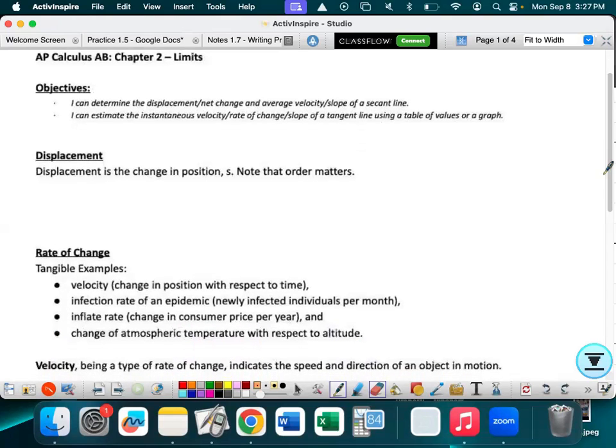So first thing I want to talk about is displacement. In calculus, we often use either an S or an X to represent position. So displacement is the change in your position, and the order of that matters. When I'm talking about the change in position, it's always going to be my ending position minus my starting position. Or if we're just talking about two different time intervals, it would be the position at time 2 minus the position at time 1.